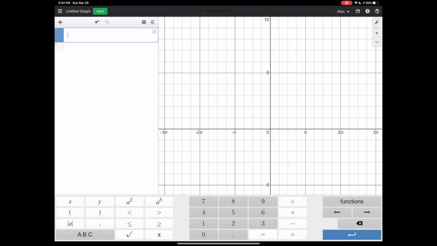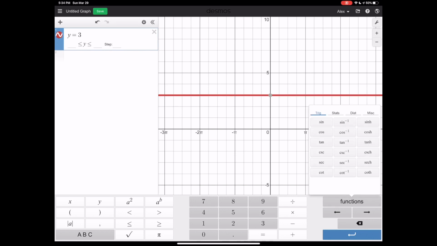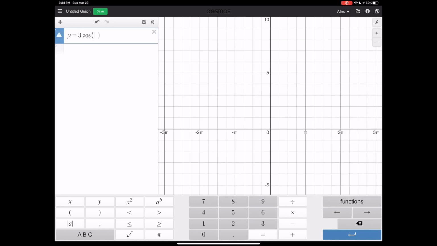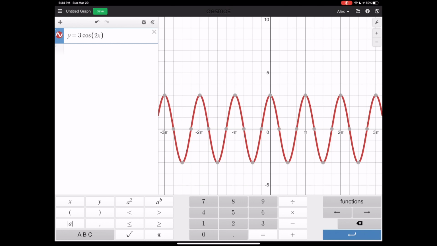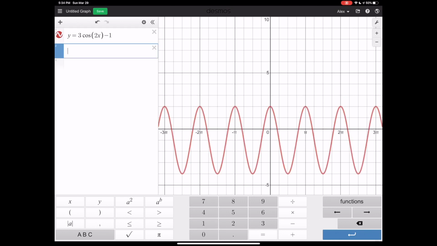So let me go to Desmos. Again, we had y is equal to 3 cosine 2x, and then minus 1. Notice my amplitude here is 3. I have a midline at negative 1. And I have a period of pi, meaning I'm getting more frequencies here.